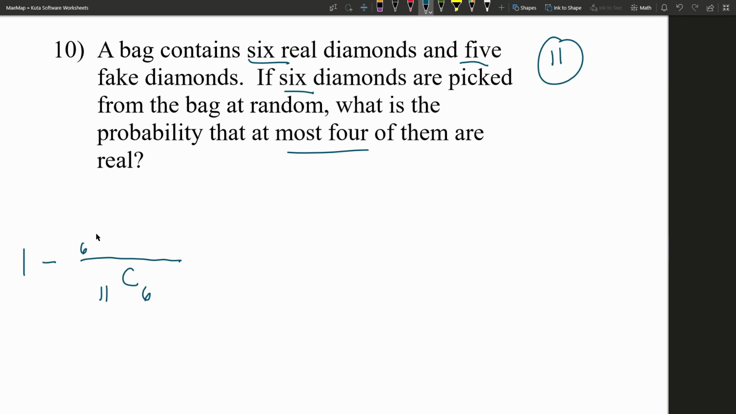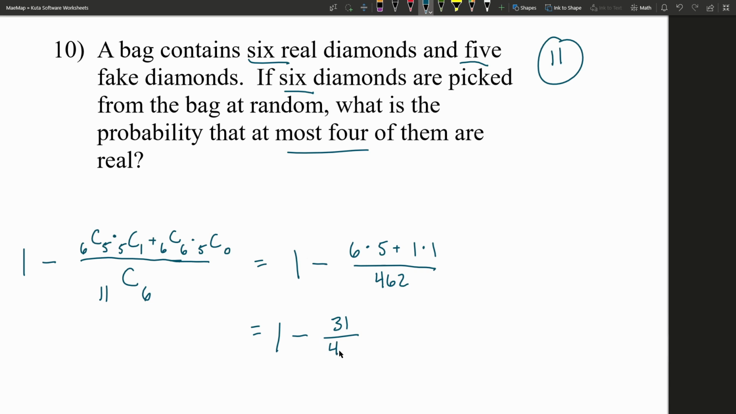So out of the 6 real diamonds, we choose 5 of them, and that means that we're choosing 1 fake diamond, so 5 choose 1, and we're going to add that to, out of the 6, we choose all 6, and that gets multiplied by 5 of the fake diamonds, choosing 0. Working this out, we'll have 1 minus 6 choose 5 is 6, times 5 choose 1 is 5, plus 6 choose 6 is 1, times 5 choose 0 is 1, and that's all over 11 choose 6, which gives us 462. So we have 1 minus 6 times 5 is 30, plus 1, so that's 31 over 462.